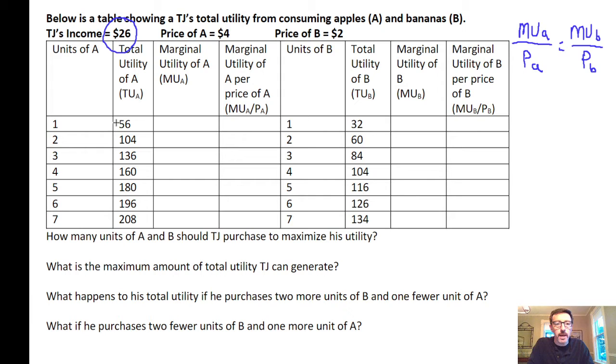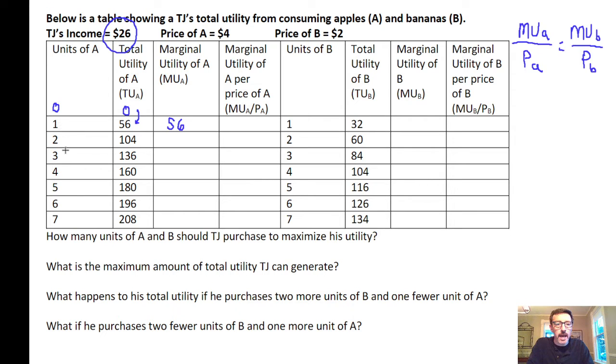If you buy the first apple, and we're going to assume that if you buy no apples, you get no utility from apples, of course, your utility goes from 0 to 56. So we can assume there's a 0 listed up here with 0 apples. Going from 0 to 56 is an increase of 56, and so we're going to put a 56 over here because this is our marginal, or additional, utility of apples from consuming 1 additional apple.